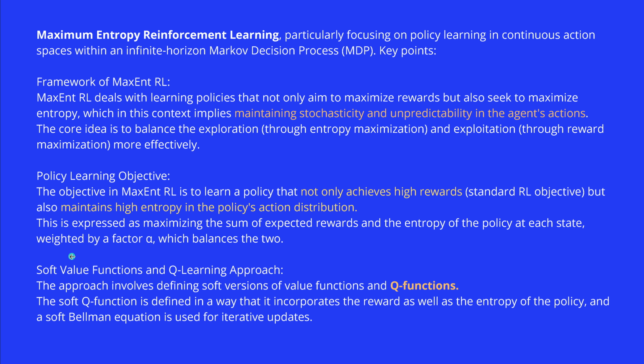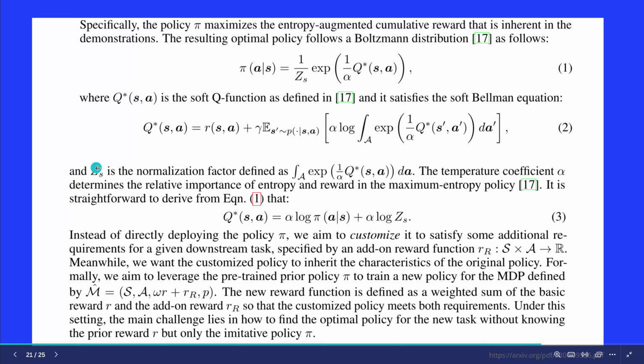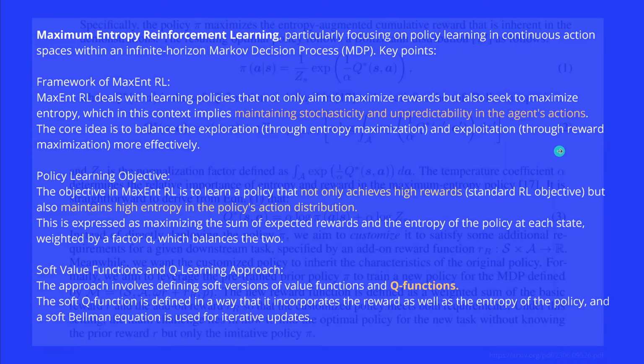So, soft value function and the Q-learning approach, we want to go to Q star. The approach involves defining the soft version of the value function in our Q functions. Q-learning, Q function, we know this for quite some time. Now the soft Q function is defined in a way that incorporates the reward as well as the entropy of the policy, and a soft Bellman equation is used for the iterative updates. This equation here is now doing our system updates. You got it? Let's go on.